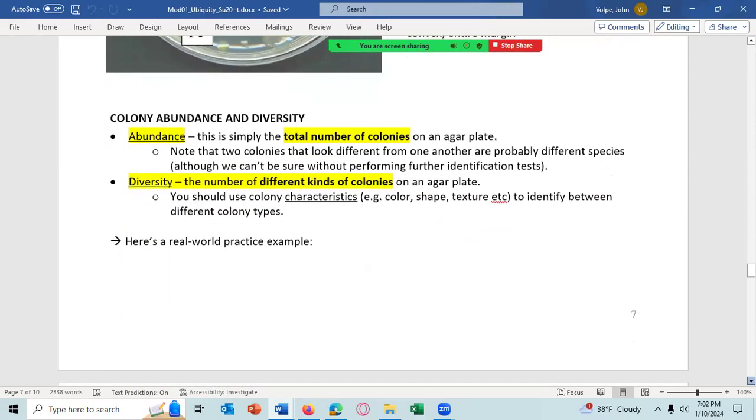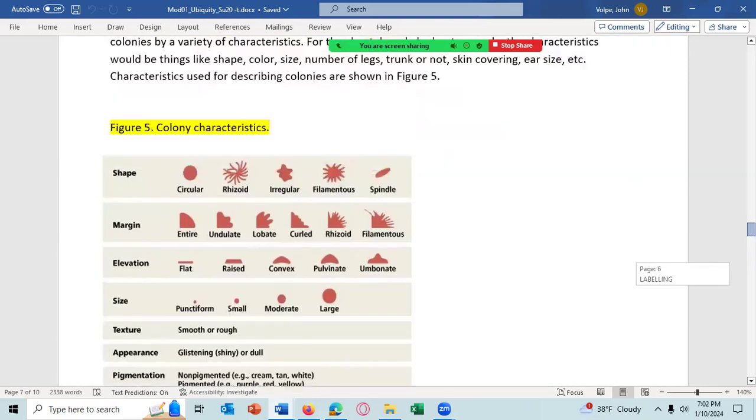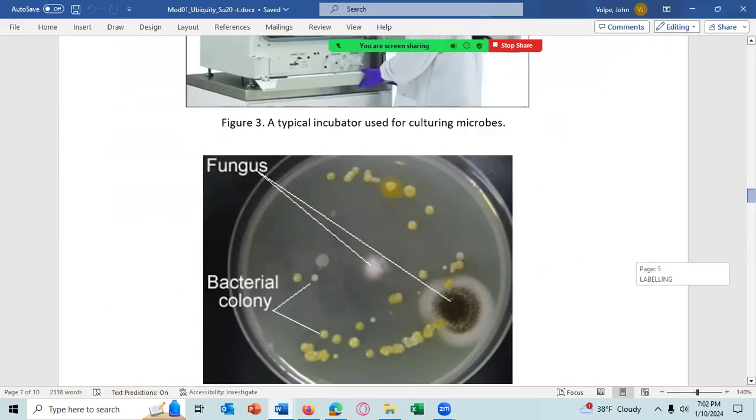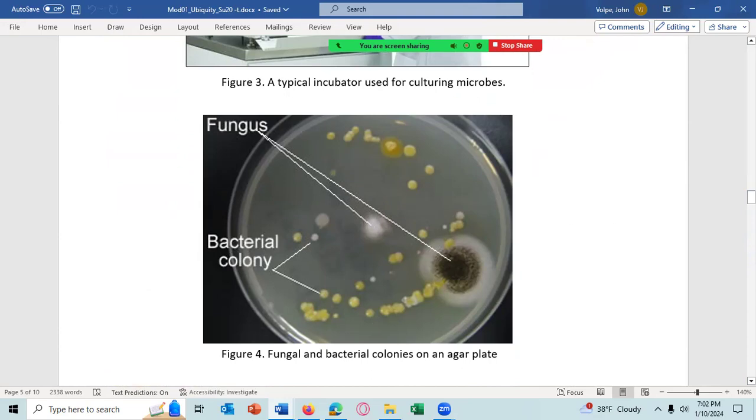All right, when we're talking about colonies, it's important to know the term abundance is simply referring to the total number of colonies on an agar plate. So that's a bit too many, but if we go back here, the total abundance, that's too many too.